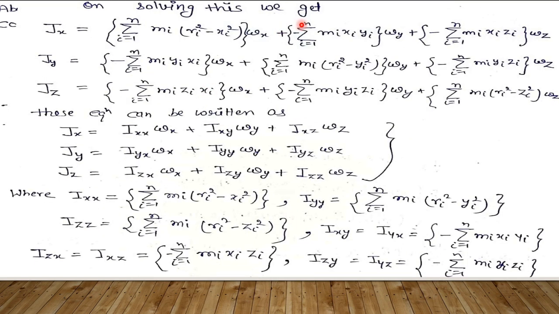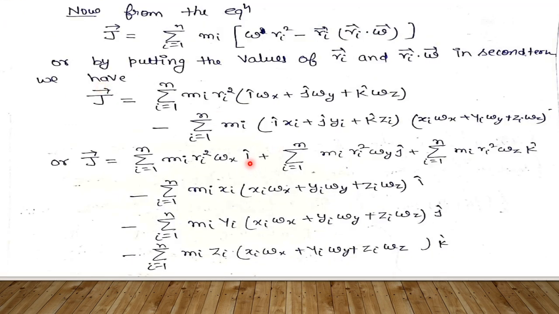On solving this we get the terms i cap, j cap, k cap, and i cap, j cap, k cap. So we can write this J in component form: Jx, which has unit vector i cap, means this term and this term. Similarly Jy, which is in terms of j cap, this term and this term, and similarly for k cap, which is Jz, this term and this term.